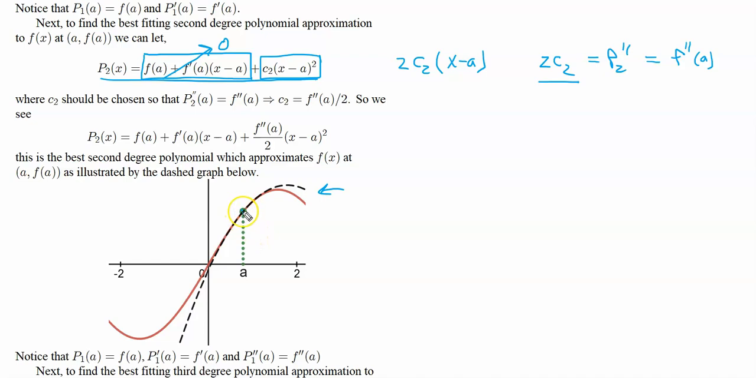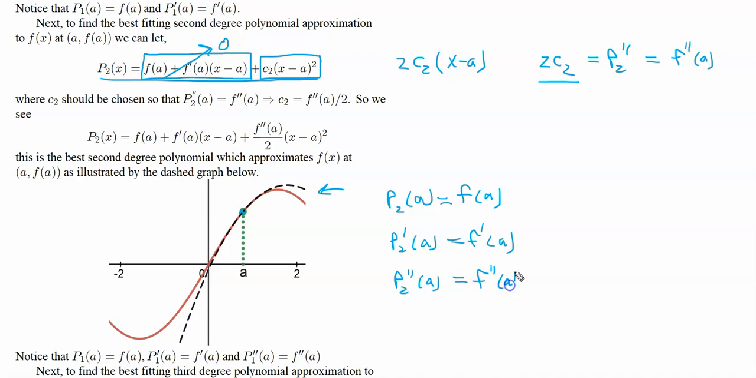Okay, and it is designed so that p2 of a equals f of a, and p2 prime of a equals f prime of a, and p2 double prime of a equals f double prime of a. It's easy to see that all of these hold for this particular function.